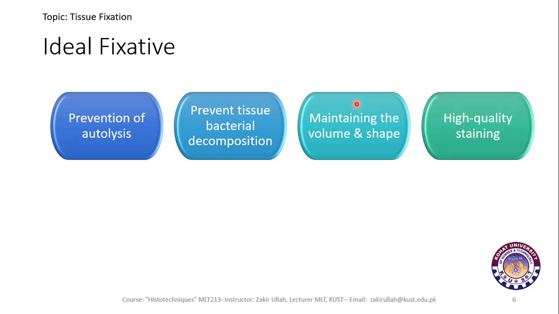An ideal fixative should have the property that after fixing the tissue with it, the staining should be good and the tissue must take a good stain so that it gives us a good result. If a tissue is fixed but the staining is not adequate, then that type of fixative should not be used.